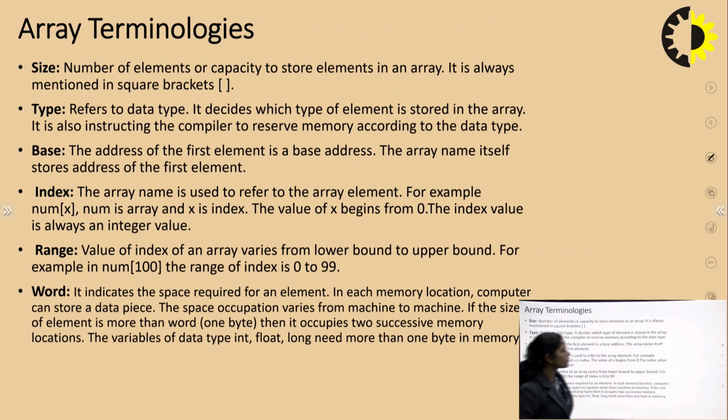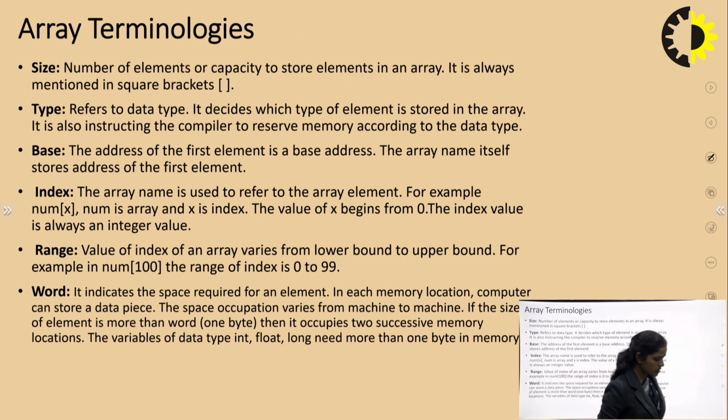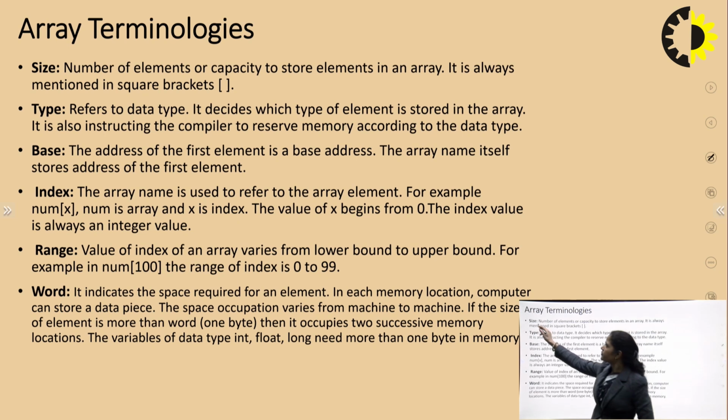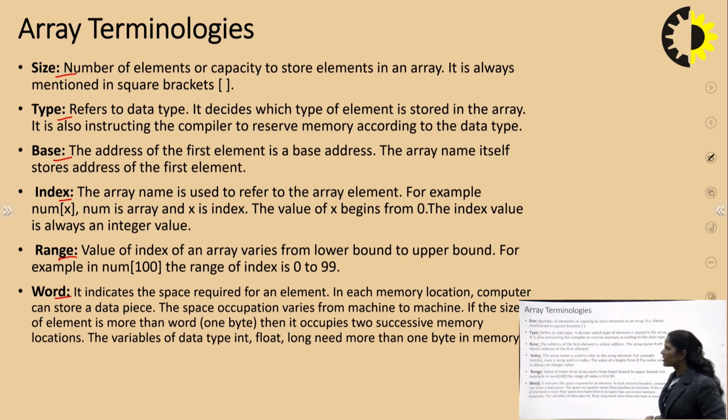Next we will talk about some basic terminologies used in the array. Basic terminologies here like size, type, base, index, range, word. So what is the meaning? Let's discuss. Size is represented by the number of elements.